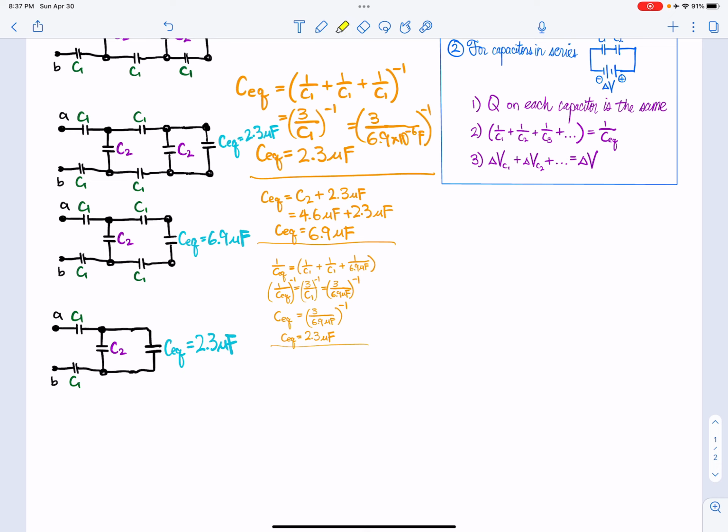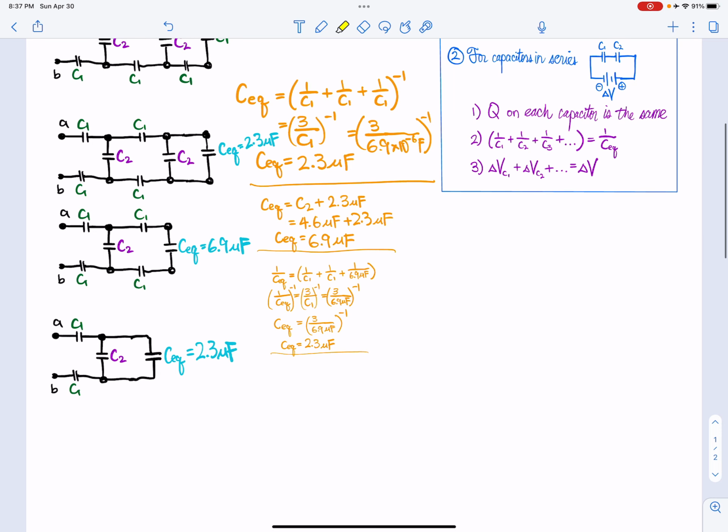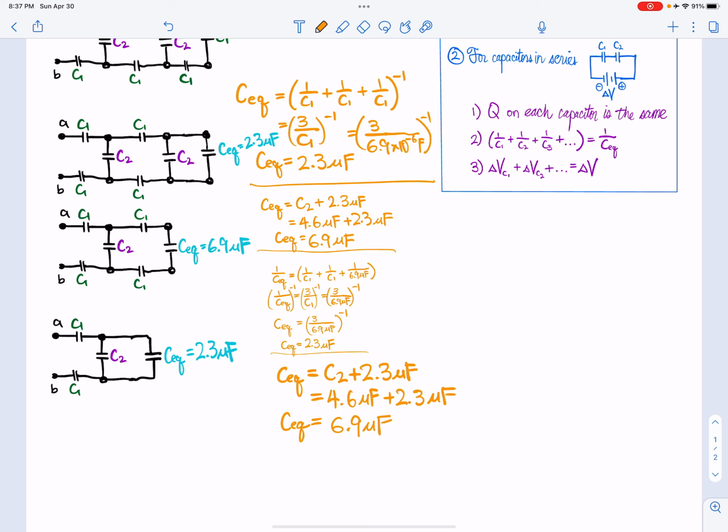Okay, now to get to the next step, we have 2 capacitors in parallel, right? So we will just sum them up to get the equivalent capacitance for that. So here, C equivalent will be equal to C2 plus 2.3 microfarads, which is equal to, C2 is equal to 4.6 microfarads plus 2.3 microfarads. So that is equal to 6.9 microfarads. That's the answer there.